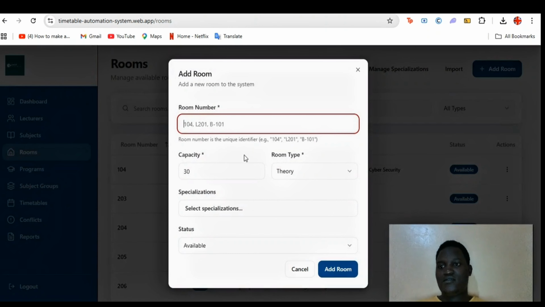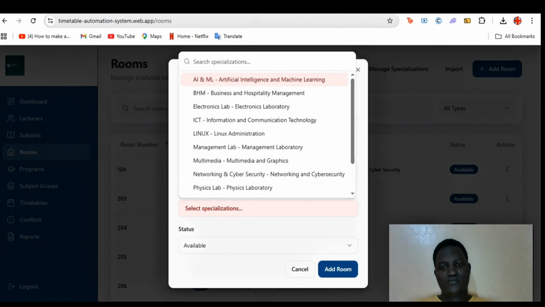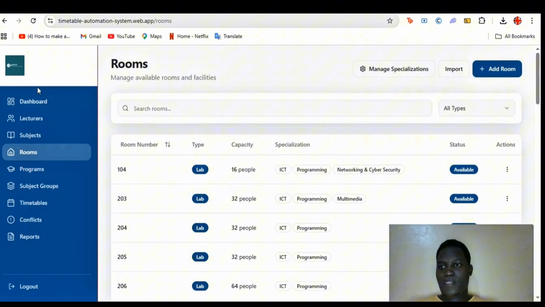Adding it is similar to how we added our lecturers and subjects. You just come and put the room number, which would ideally be your room ID, the capacity, how many people it sits, the room type, theory or laboratory, the specialization, what is it specifically for, multimedia, network security, ICT, or health, all that, and is it available or not available, and then you just add the room.